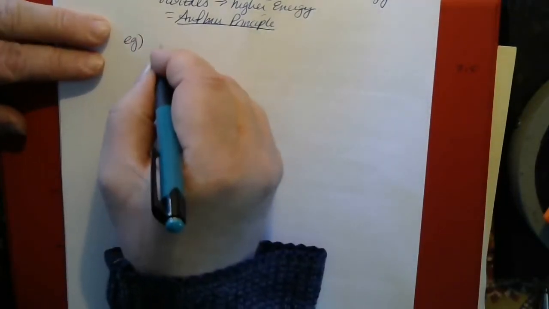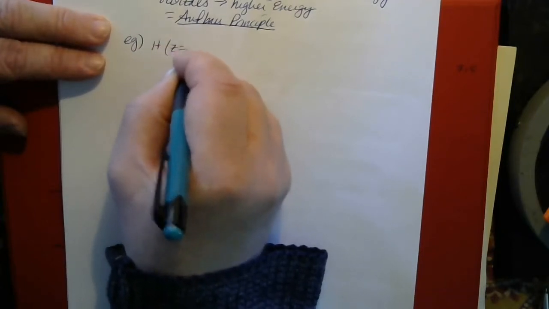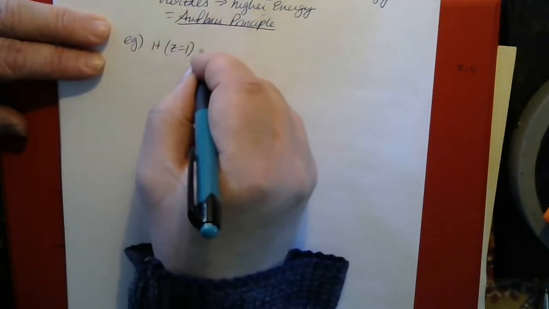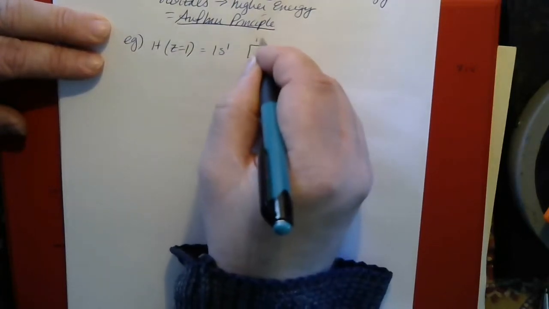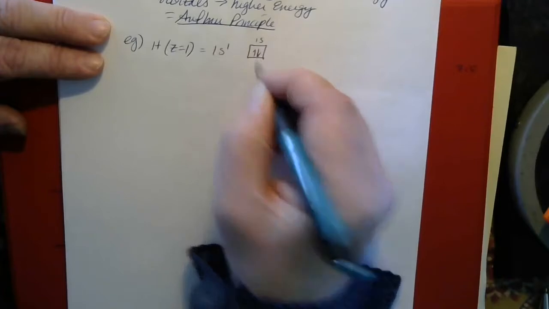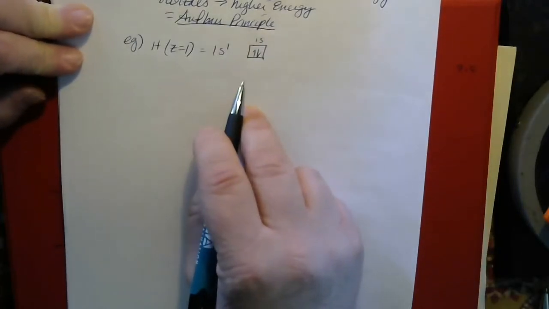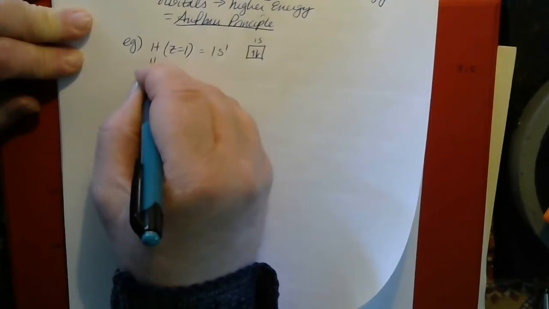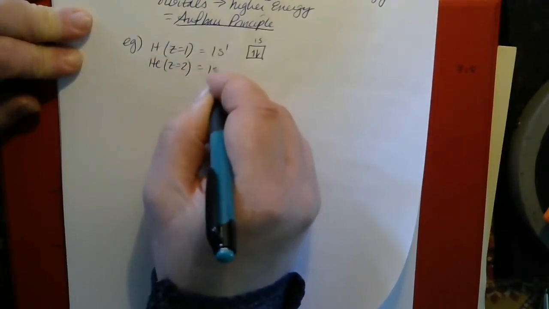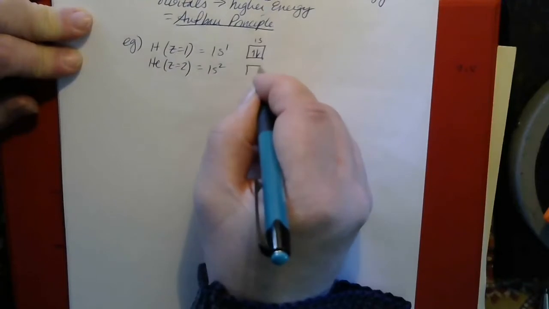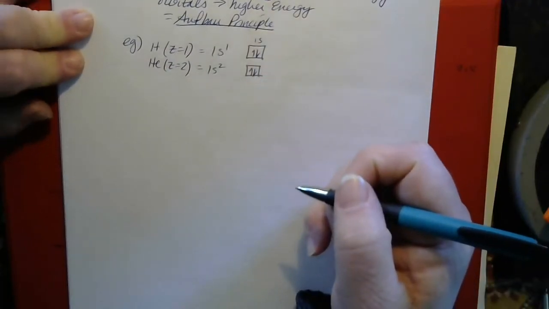And so for some examples, we could start with hydrogen. We've already seen that one, so that shouldn't be too bad. That's 1s1. And you could draw it like that if you want to. Helium, with 2 electrons, 1s2. And there you go.